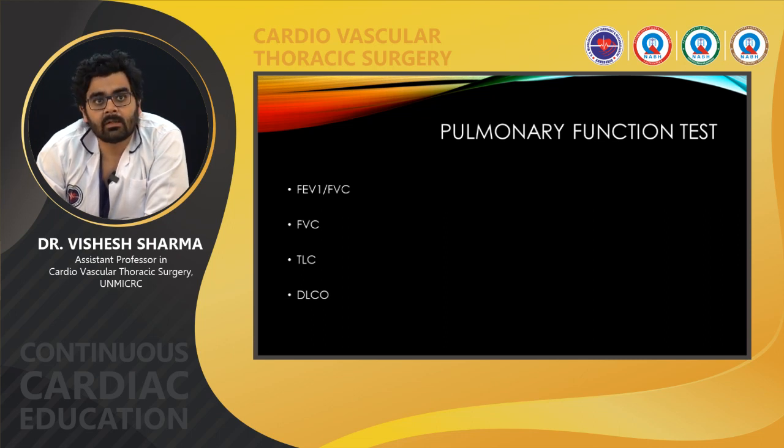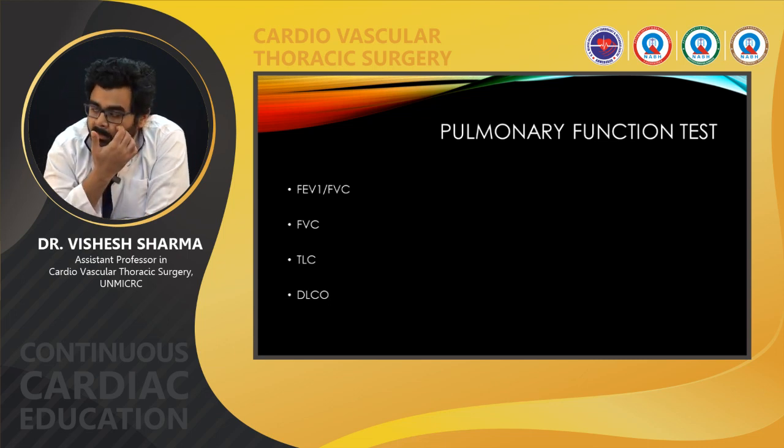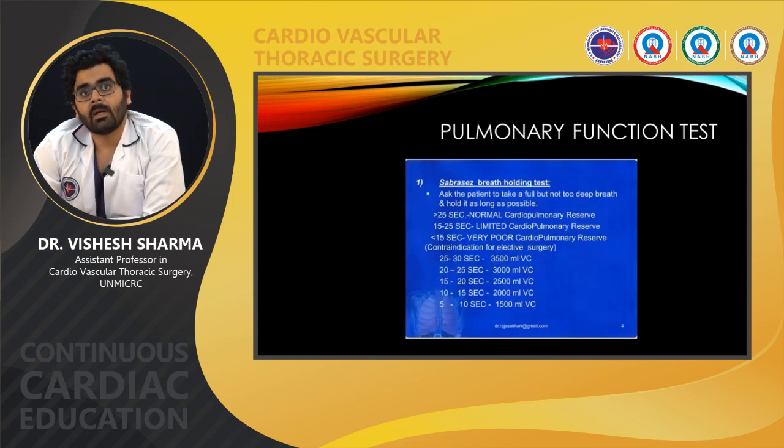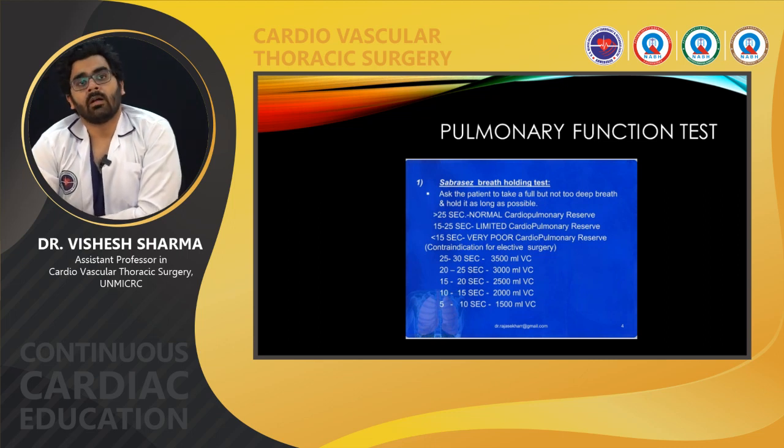Once these three are correlated, most of our diagnosis is made. DLCO is for those conditions where we feel that there is an alveolar membrane disruption, where the exchange of gases is not proper. Now, these were the pulmonary function tests that are usually done.